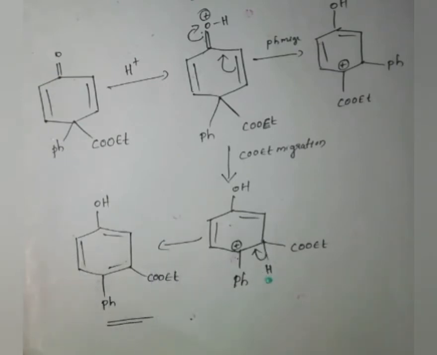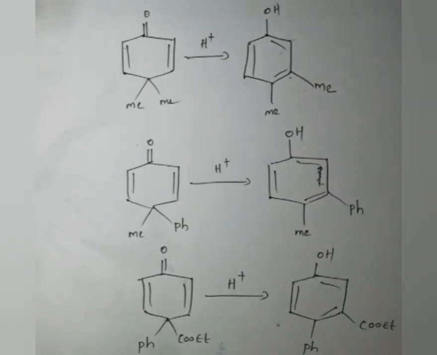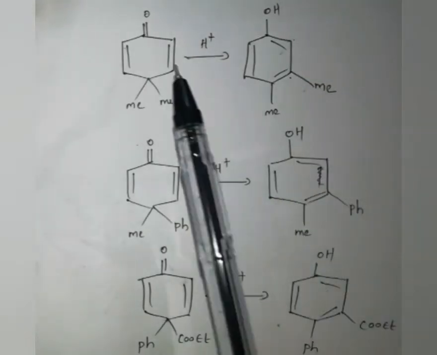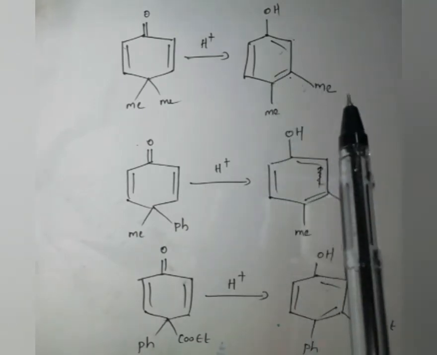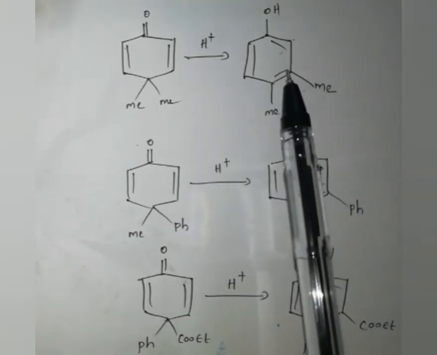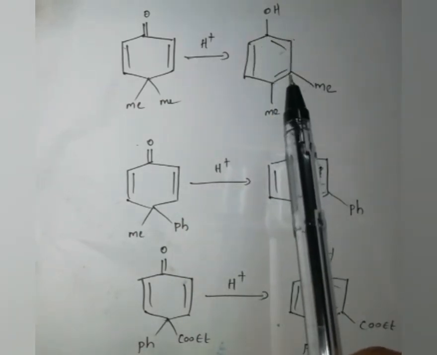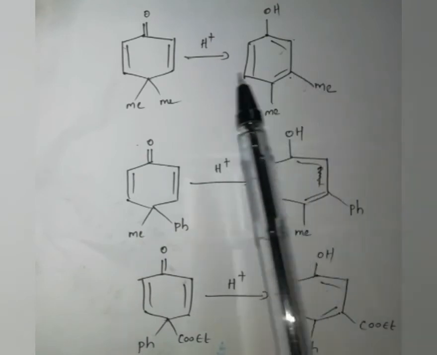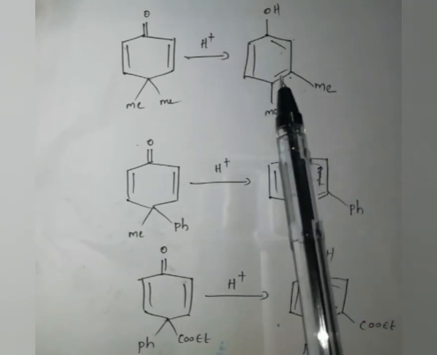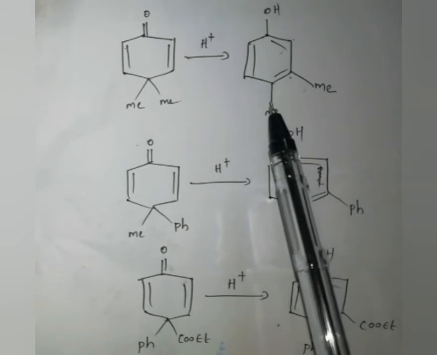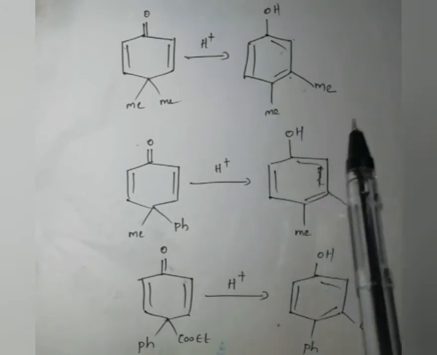I hope you get what the dienone-phenol rearrangement is, and we can see a simple trick that we can apply here. When we consider all these products, we can see one similar thing by comparing these products: the third position to which the migrated group gets attached. Okay, so 1, 2, 3, this is the third position to which the group migrated, and we can easily identify the product if we know which group gets migrated to the third position.